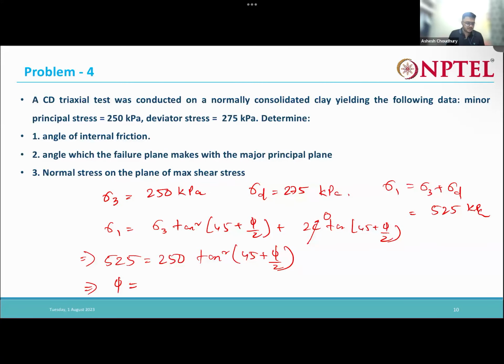So phi will be 20.76. 20.76, okay. So we can get the phi from that.